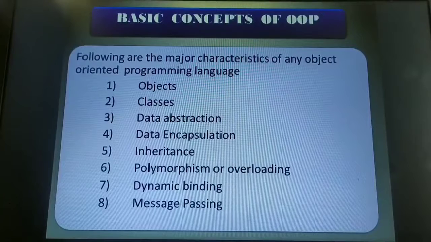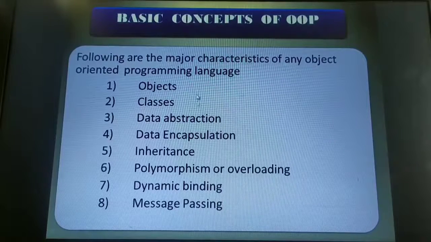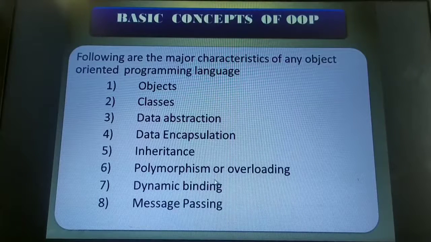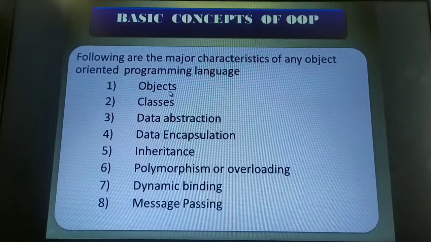Now let us see based on what characteristics our OOPS programming technique works. There are almost 8 different characteristics based upon which the object-oriented programming technique works. The first is objects, then classes, data abstraction, data encapsulation, inheritance, polymorphism or overloading, dynamic binding, and the last is message passing. Now let us see what these objects are.